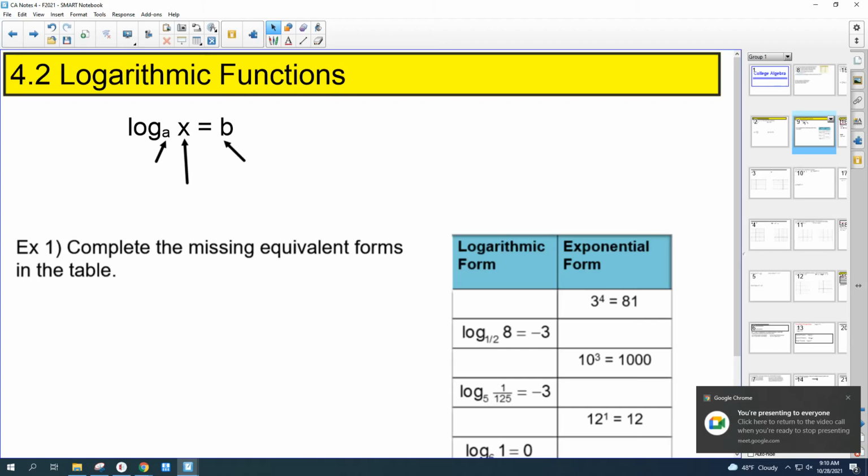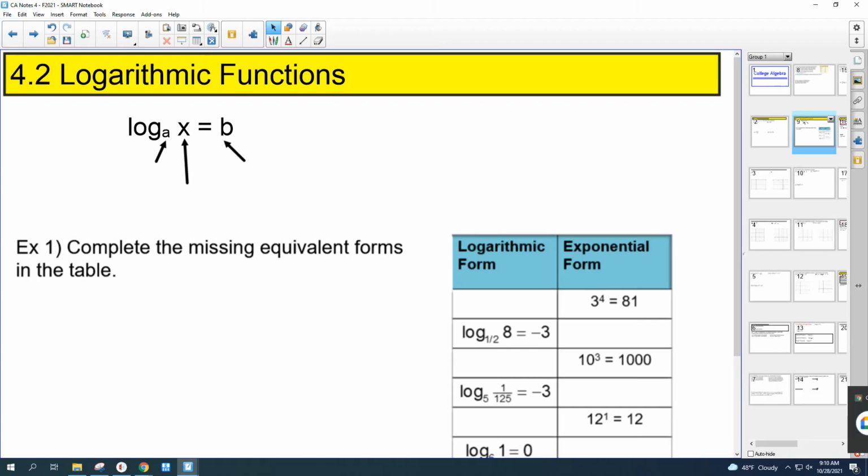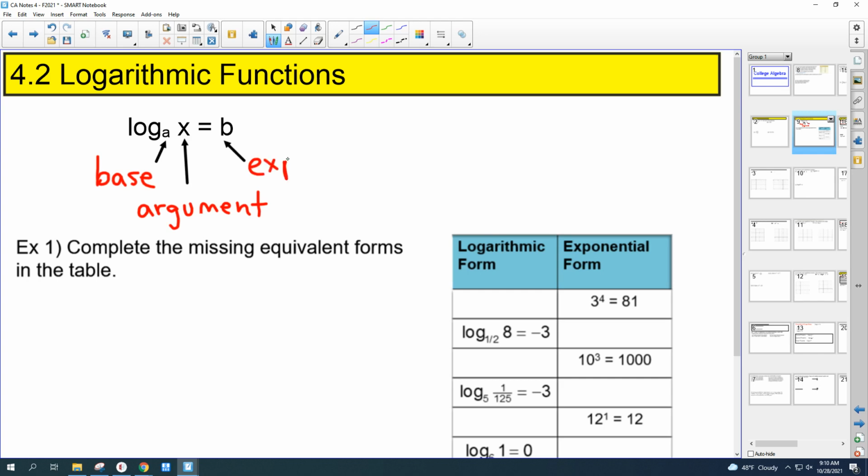4.2 logarithmic functions. We start with a log, and we need to know the basic parts of a log. This a is called the base, so we would read that as log base a. And this x, we can call it the argument. And then over here, b is an exponent.